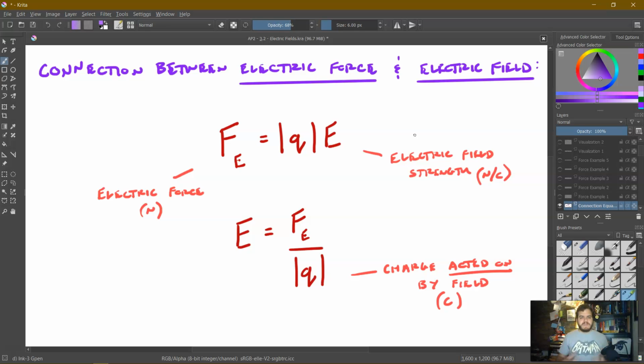So this is ultimately summarizing what we just talked about: the connection between the electric force and the electric field is that the electric force is equal to the charge we place in the field. This is really crucial. It's the charge acted on by the field, in coulombs, times the electric field strength of the electric field that we're looking at, in newtons per coulomb. Similarly, we could say the electric field strength is equal to the force over that little charge.